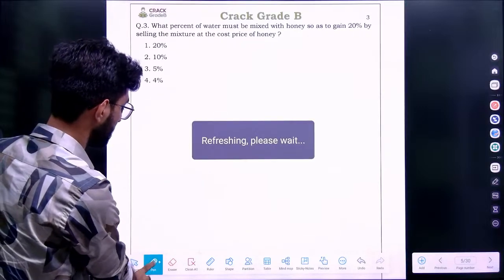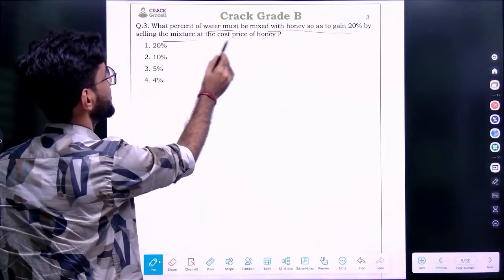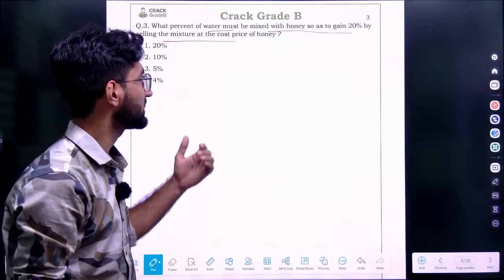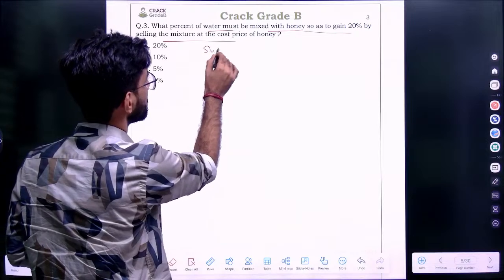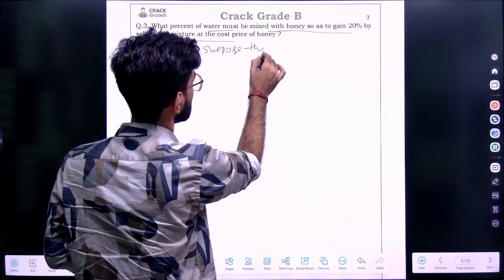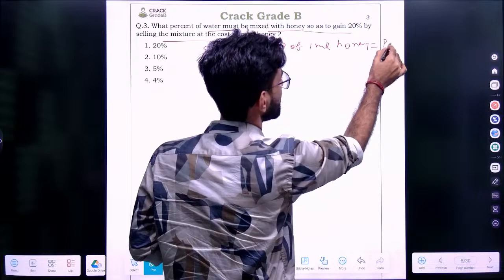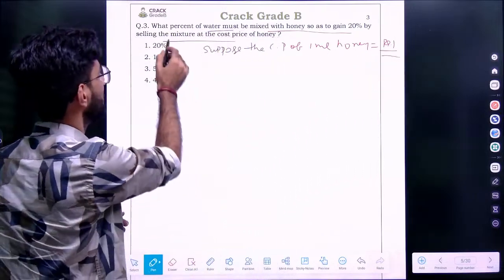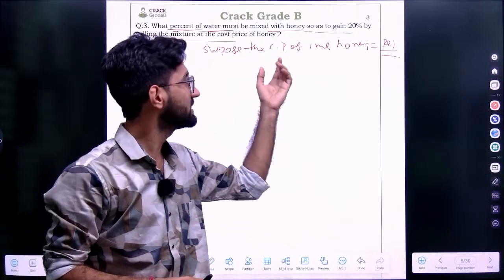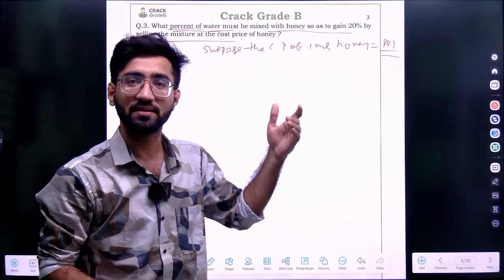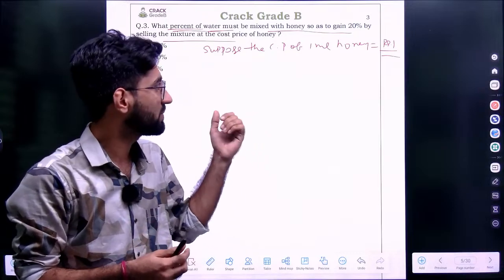Now the question is, by what percent of water must be mixed with honey so as to gain 20% by selling the mixture at the cost price of honey? So suppose the cost price of 1 ml honey is rupees 1. Since we have to find what percent of water, if we assume the total amount of honey in the initial stage is 100 ml, we will be able to solve the question very quickly. You are free to pick any number, any amount.